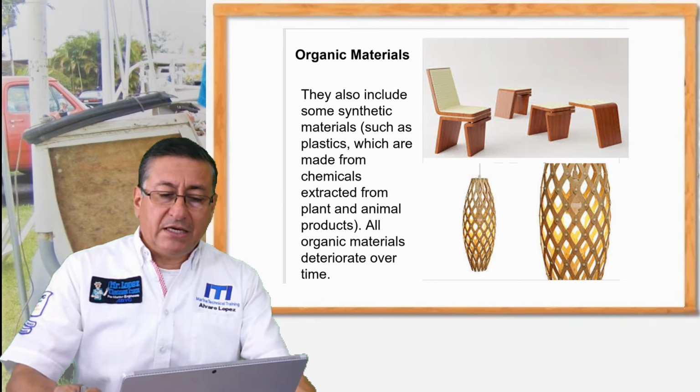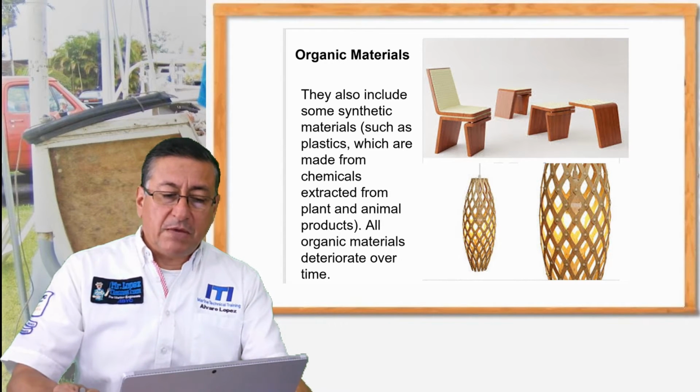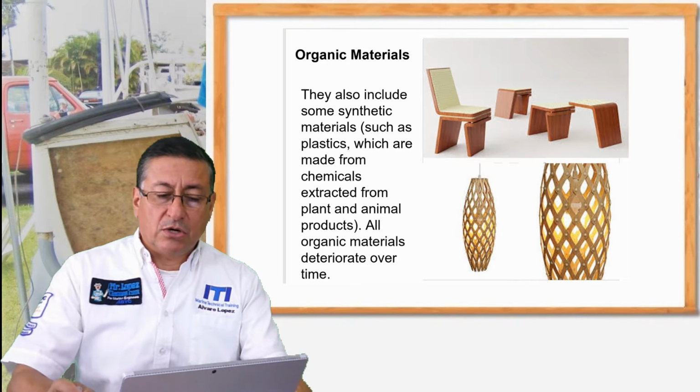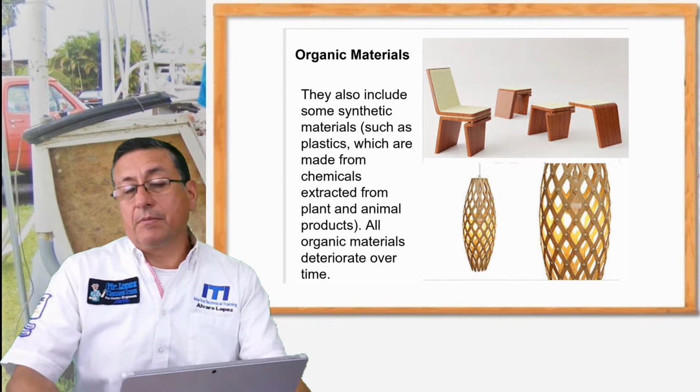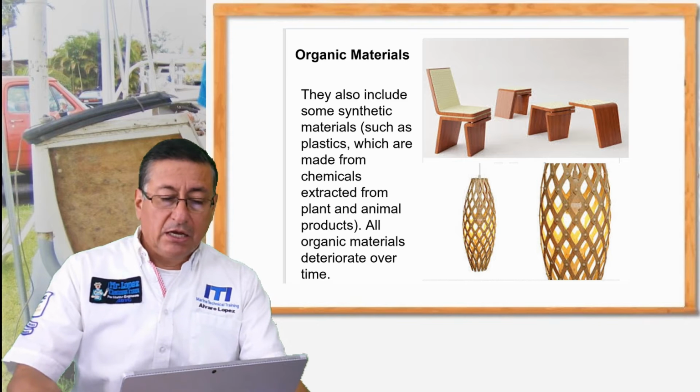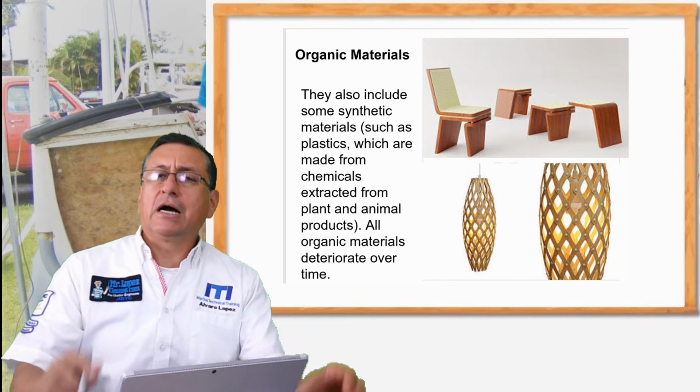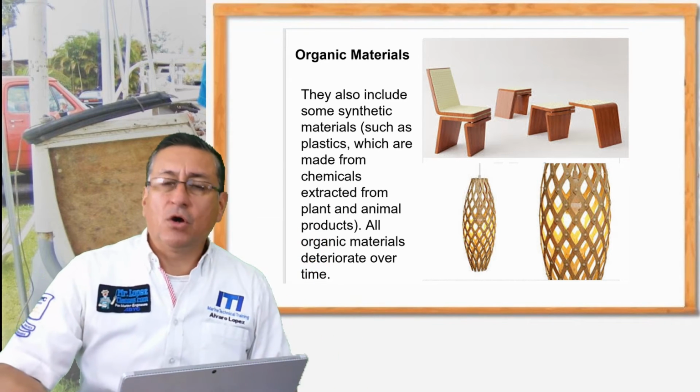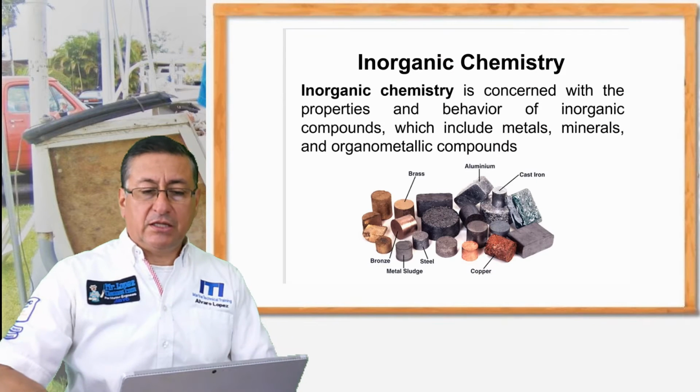For example, plastic. If the plastic is made from chemical plants or animal products, that element will be considered organic material. All the organic materials deteriorate with time.